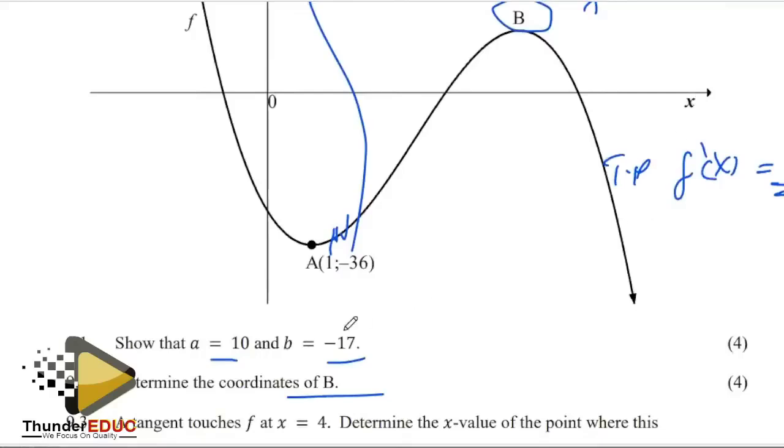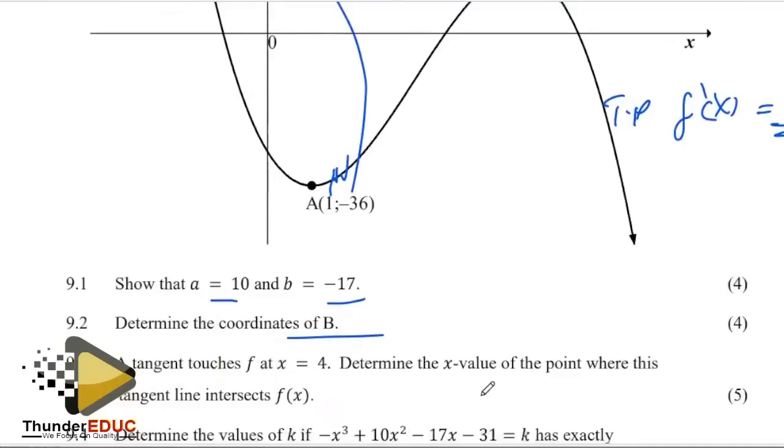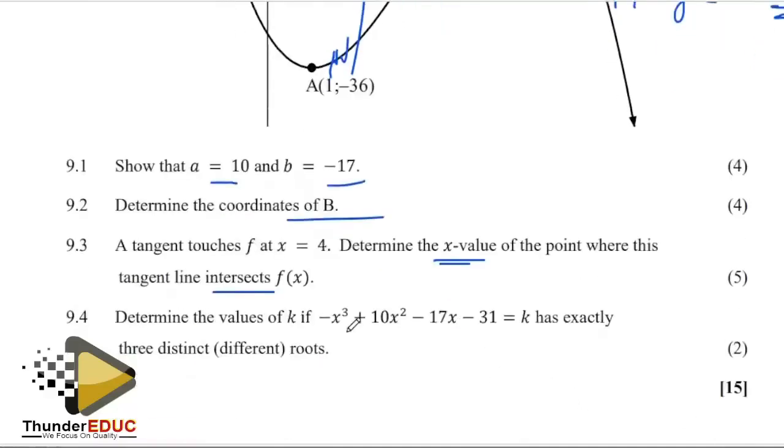You solve for x. And then a tangent touches f at x is equal to 4 times the x value, where the point is that. So get this 4, put it into the equation of f, determine the y value. Okay. What do they need? They want the x value of the point where the tangent intersects with this. So you get that point, and we know that a tangent is just a line that touches the graph just at one point. And then apply your knowledge there. Then determine the values of k for which exactly 3 distinct roots. So this is also nature of roots in a way.